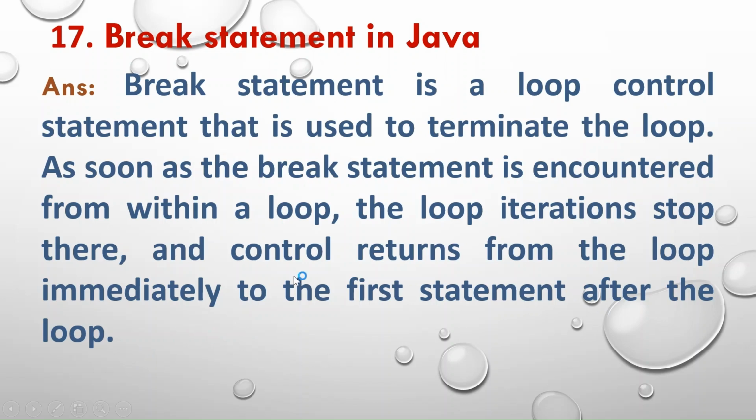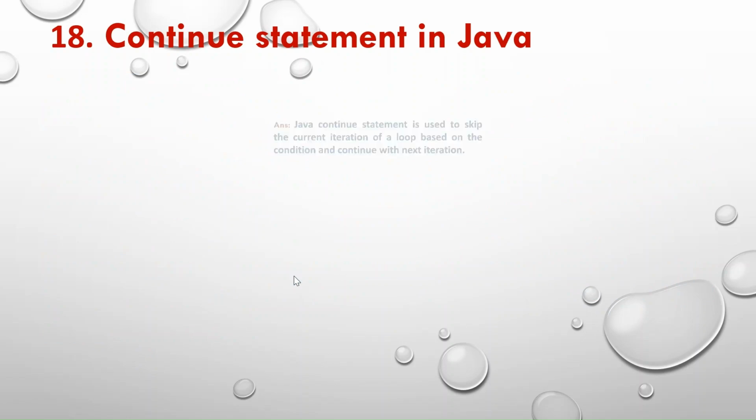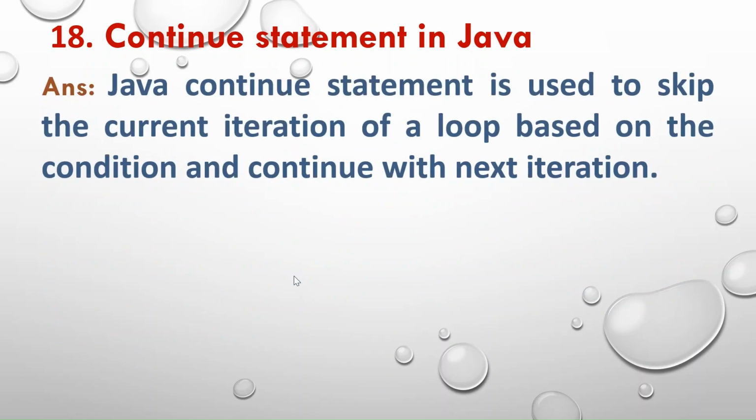Continue statement in Java. Now the continue statement is used to skip the current iteration of a loop based on the condition and continue with the next iteration. Whenever in a particular iteration the condition is matched and it is true, that iteration gets skipped and the next iteration is going to continue.